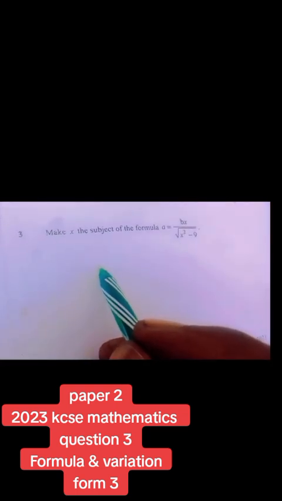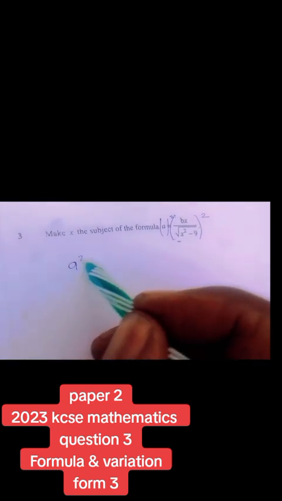Make x the subject of the formula. This is a topic on formulas and variation in Form 3. So the first step is we realize that there's a square root on the denominator side, and that is especially where x is. So the first step is to square both sides.